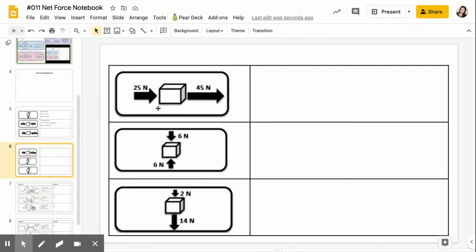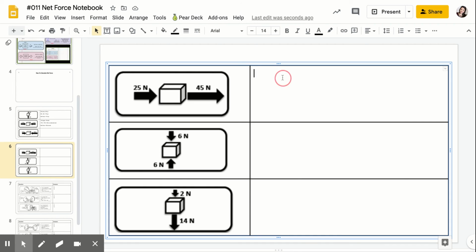We'll do one more. So here we have 25 newtons to the right, 45 newtons to the right. So both of them are pointing to the right. So that's the same direction, you add. So 25 newtons plus 45 newtons. So I'm going to add those together. Okay, so I'm going to add 25 plus 45. All right, I'm going to get 70 newtons.